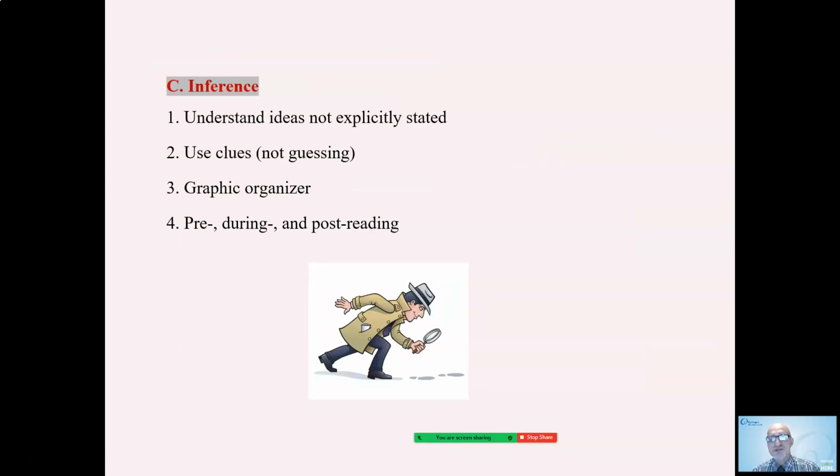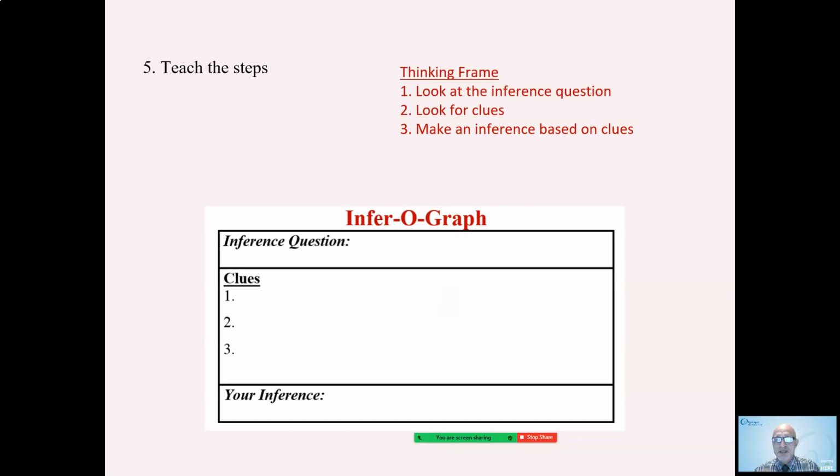All right, inference is understanding an idea not explicitly stated in the text. We use clues and we tell children it's not guessing. You have to look for something in the text. And we use a graphic organizer. This is a pre, during, and post-reading activity. And we teach it explicitly using an inference graph. We provide the inference question, and that's important. To do this, you must provide the inference question.